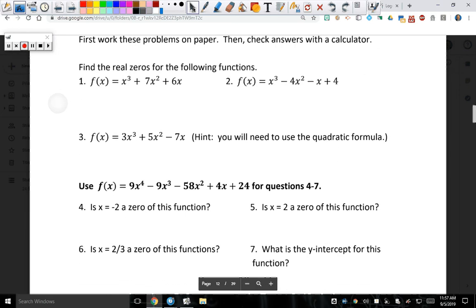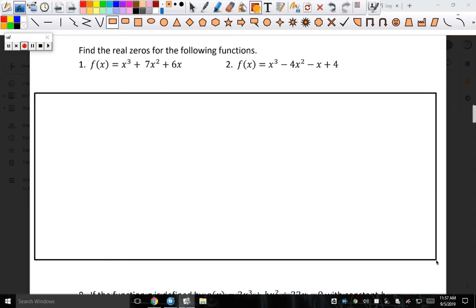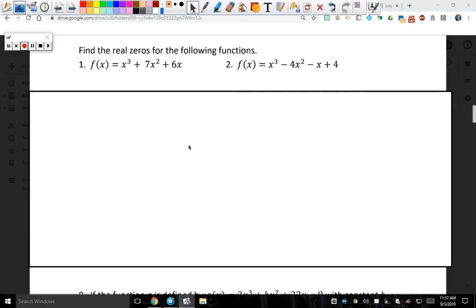Now let's go to the practice. All right, so here we go. Find the real zeros of the following function. You can definitely factor, for sure. And your first factor is the GCF. What do you see right now? X. So f of x is equal to x times what's left over, x squared plus 7x plus 6.